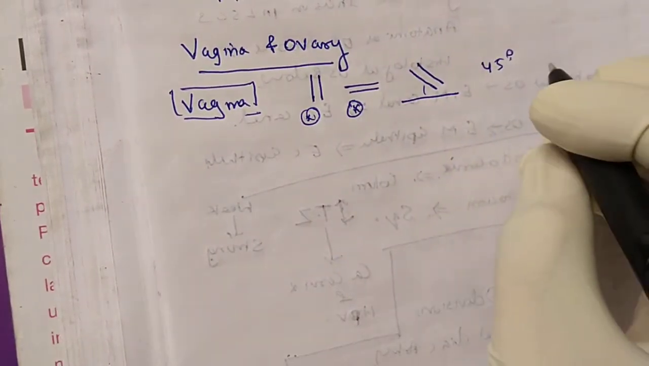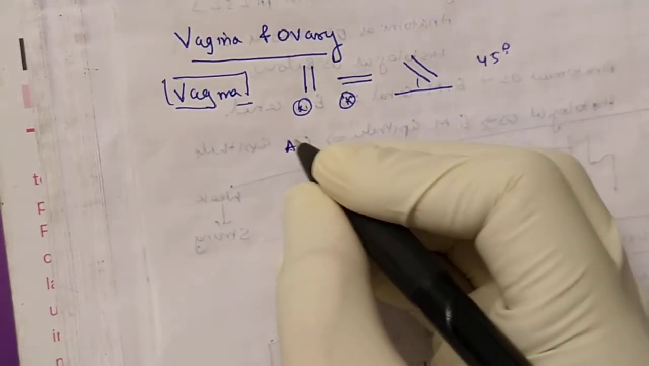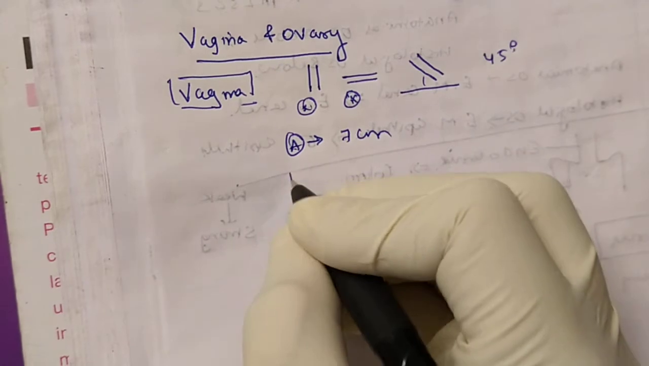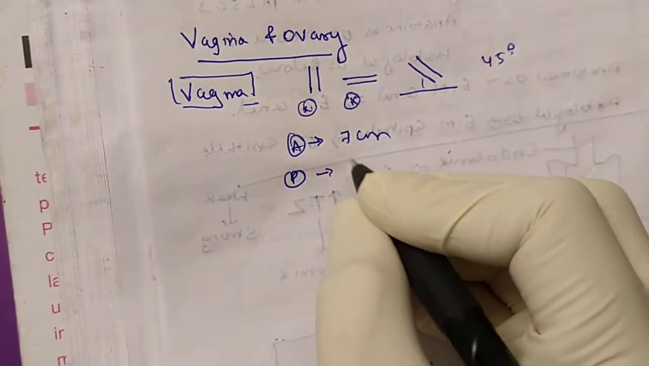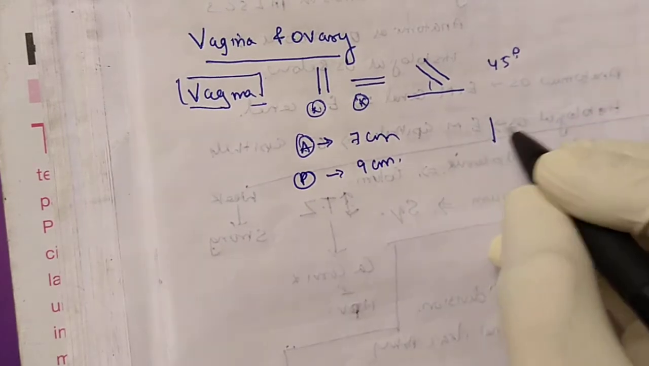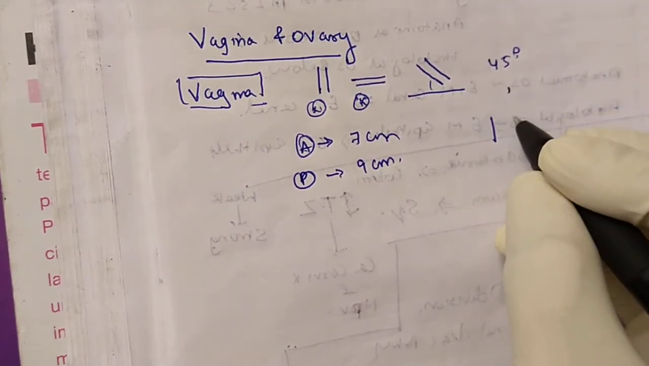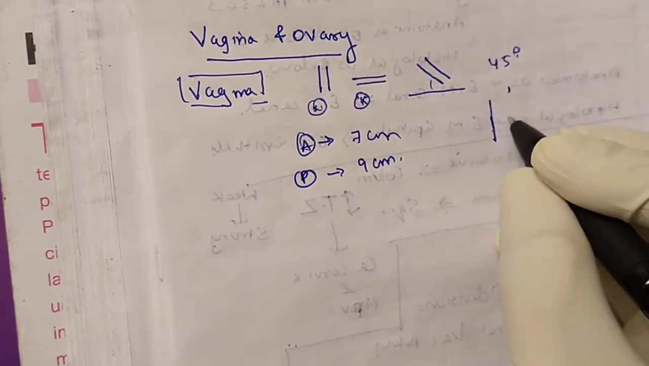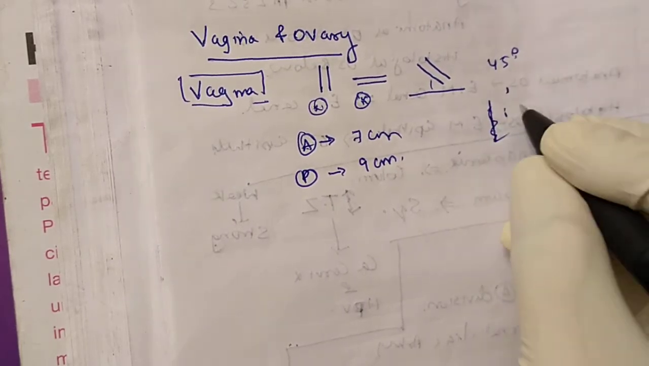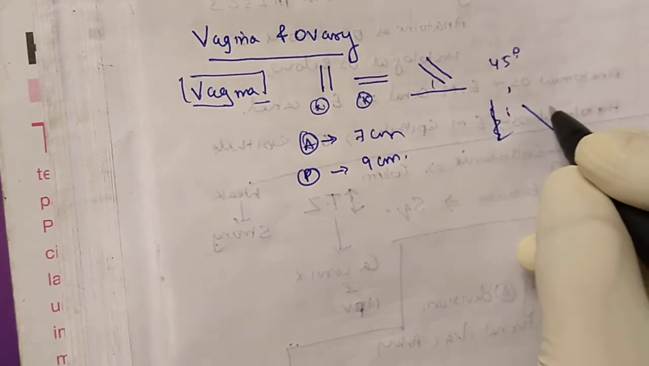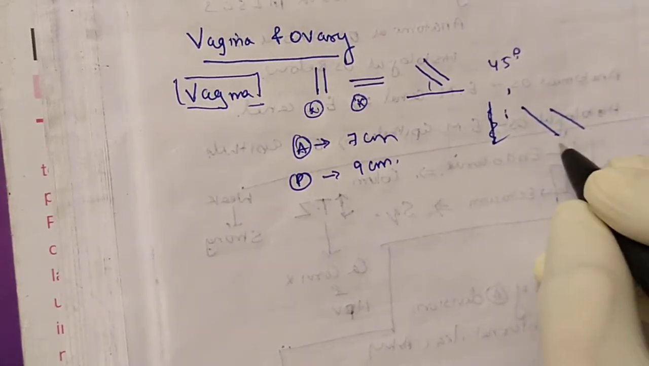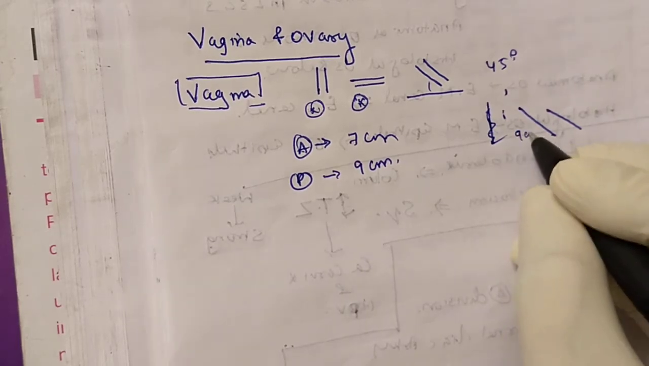So it has two walls. One is the anterior wall, which is 7 centimeters, and the posterior wall, being deeper, is 9 centimeters. So this is the anterior wall, and this is the posterior wall. Okay, then we have fornices. So it is 9 centimeters, 7 centimeters.